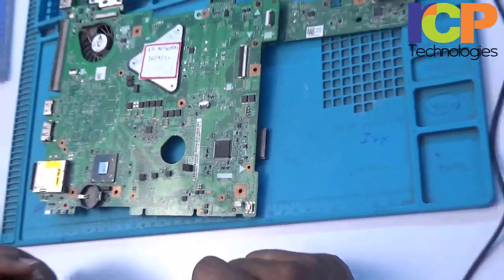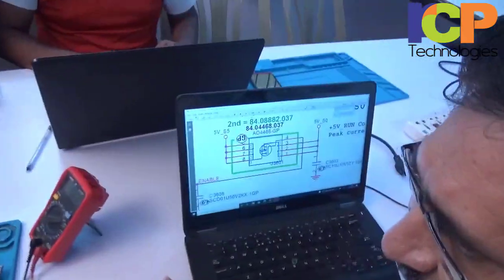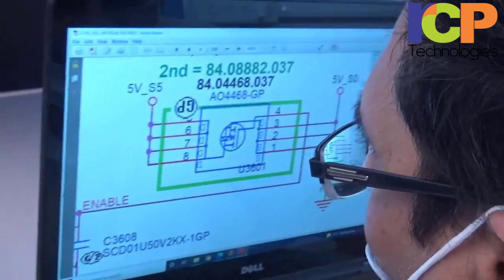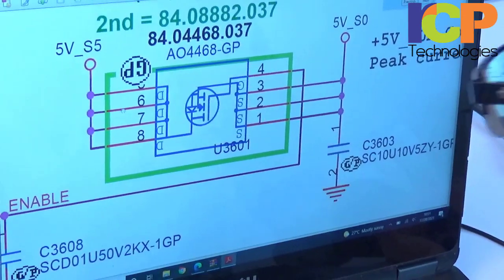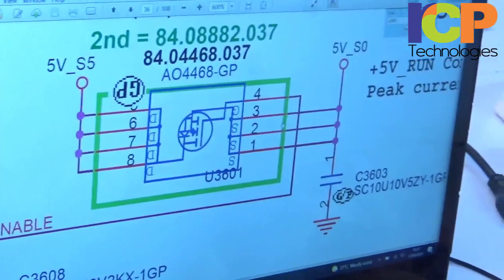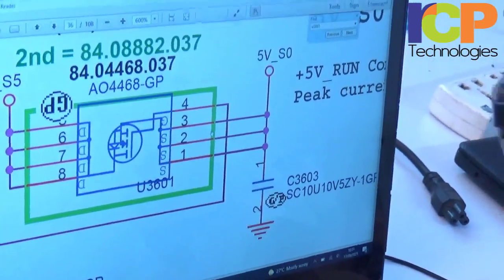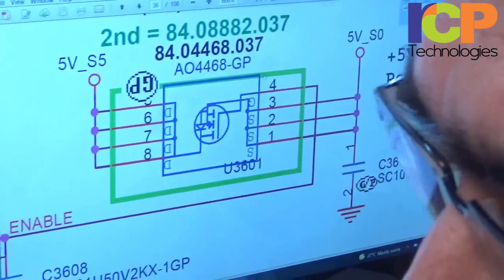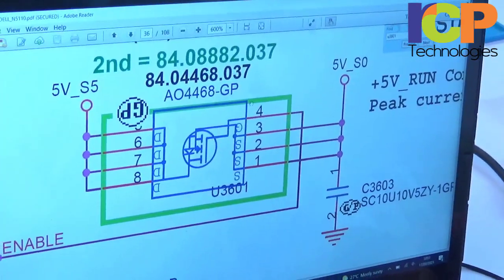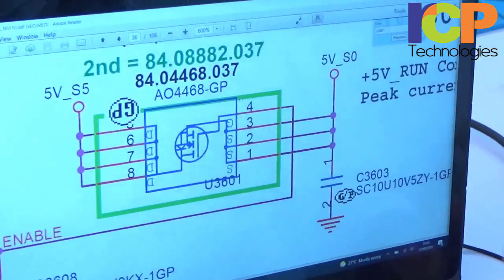U3601, what is this one? An N-channel MOSFET. And we are giving 5 volts S5 to the drain of the MOSFET, that is pins 5678. And from the source of the MOSFET, we expect 5 volts S0. And this conversion takes place only when some high voltage is given to the gate. Now, first check the voltage at the drain pin, that is 5678.